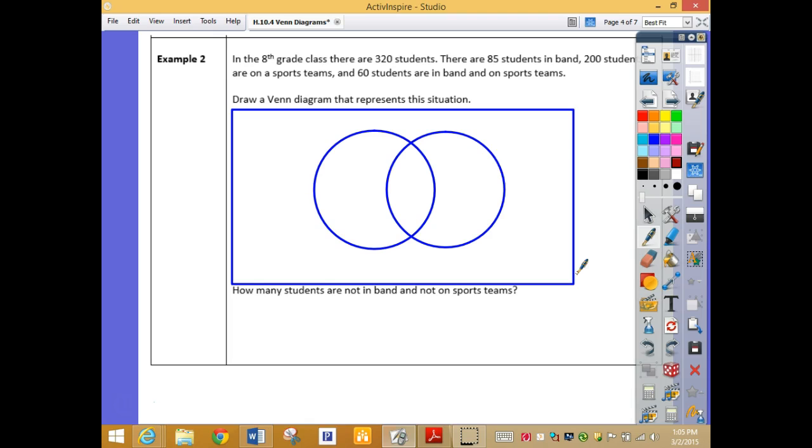So, sports and band. Got it? And our title, students in band, and it really should be and or sports.